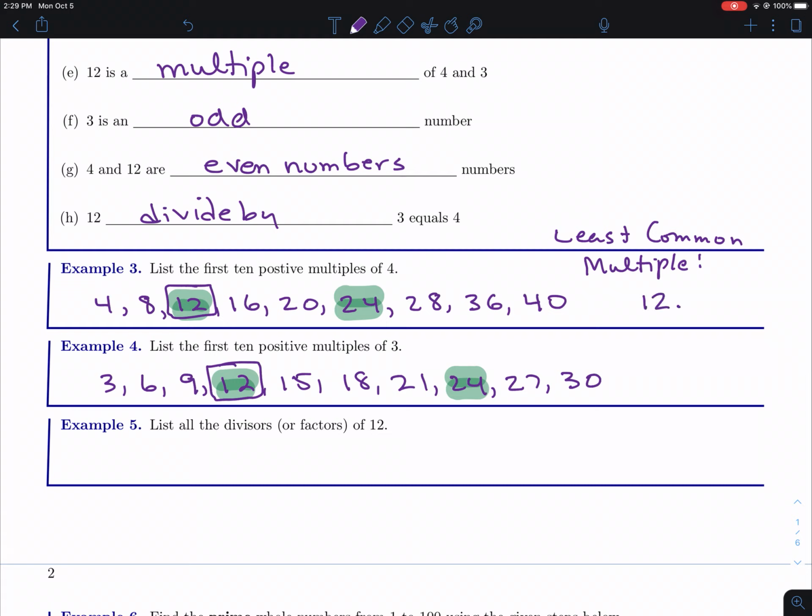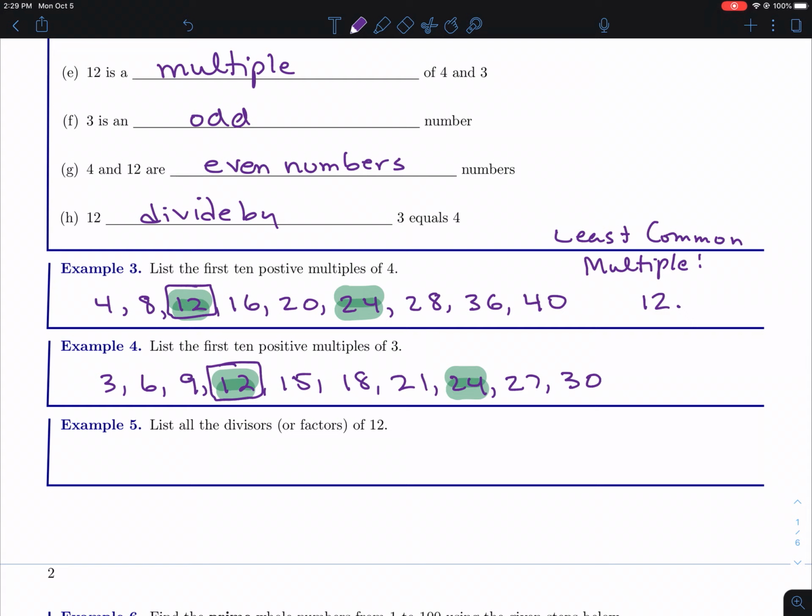So again, kind of keep that in mind. We'll do it more later on, but it's a nice opportunity to kind of look at it with it being laid out in that multiples form. All right. Is everybody okay with being able to list out multiples? All right, very good. So now what we want to do is list all the divisors.